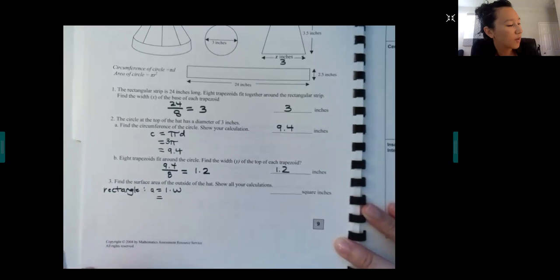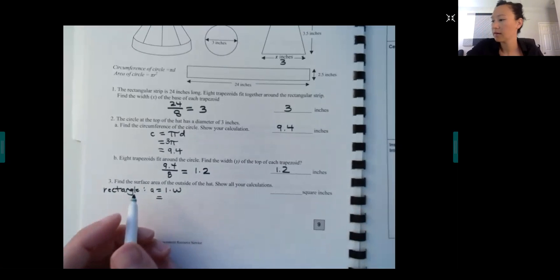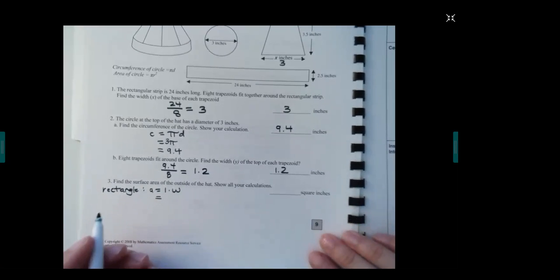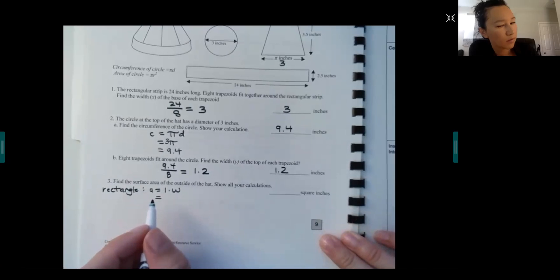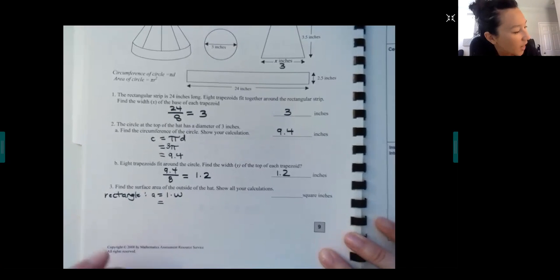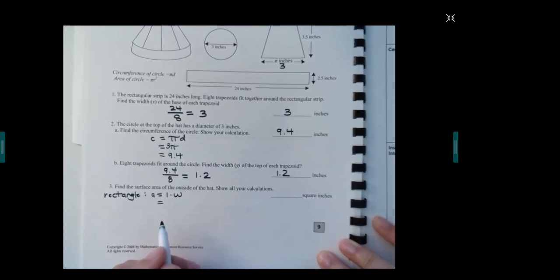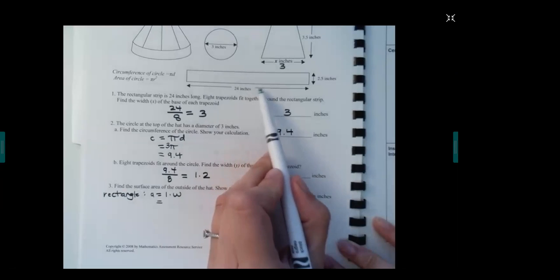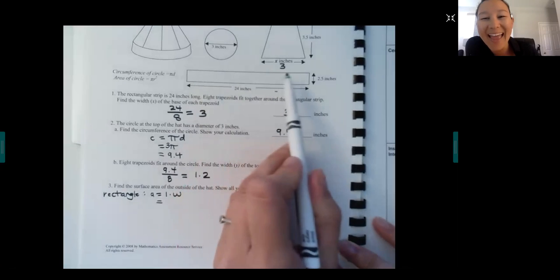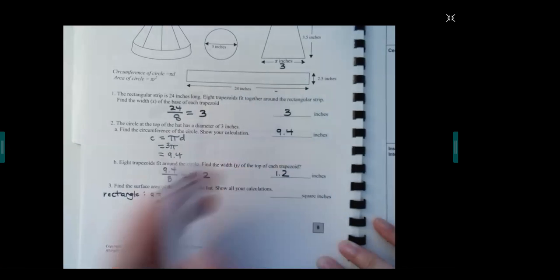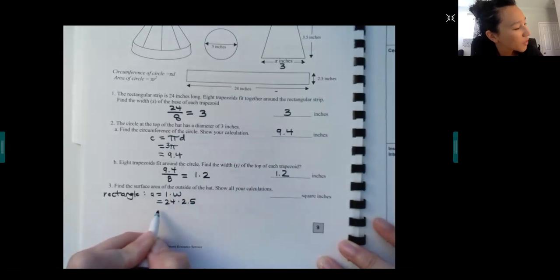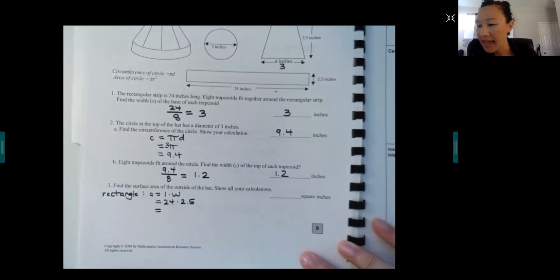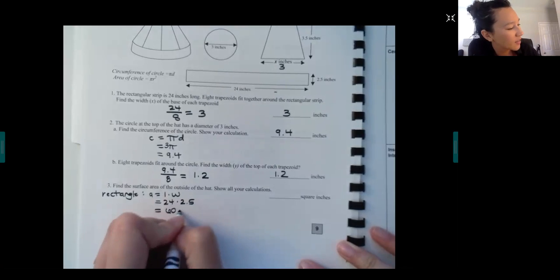Jaden, what's my length and what's my width? To be honest, I don't really know right now. The picture's right here. Do you see that? Oh, okay. Yep, you see the information. 24 times 2.5. Good. So we multiply 24 times 2.5, and the area of our rectangle is 60 inches squared.